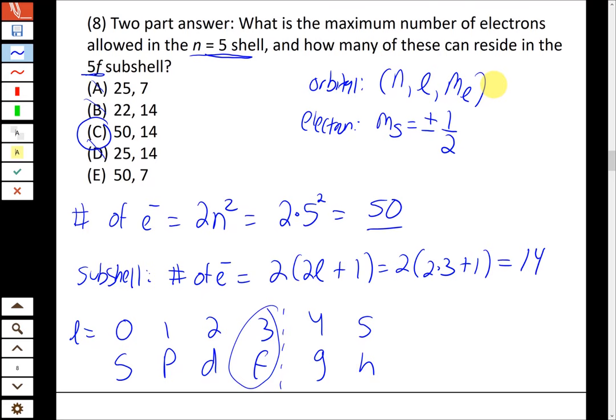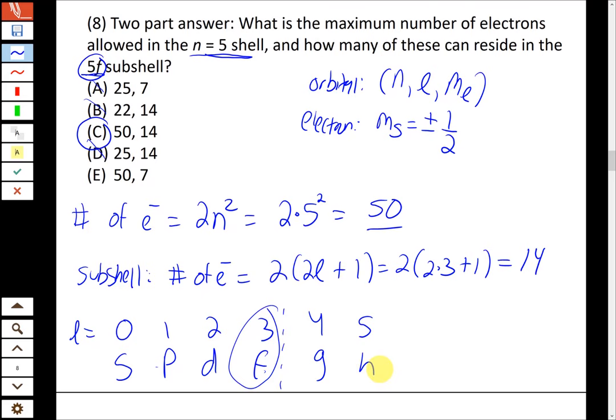Why would you use 3 for L again? So the reason we use 3 for L is this is a 5F subshell. So whenever the subshell is designated as a number and a letter together, the letter tells you what the L value is. It corresponds to L equals 0, 1, 2, 3, and so on. And the letters are S, P, D, F, and then alphabetical after that. Okay.